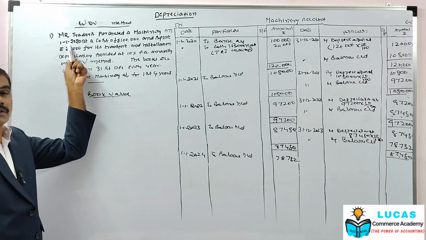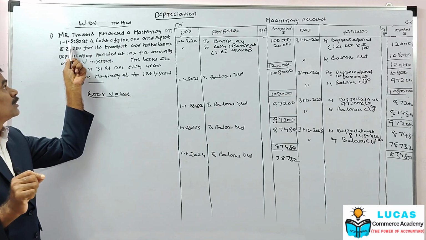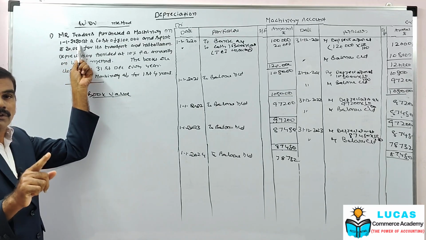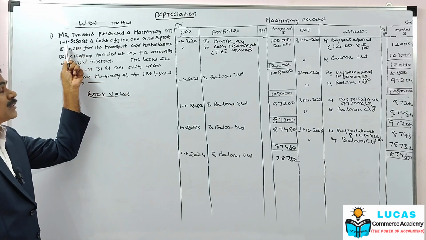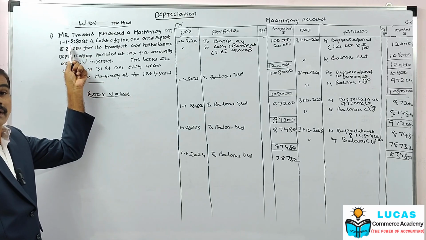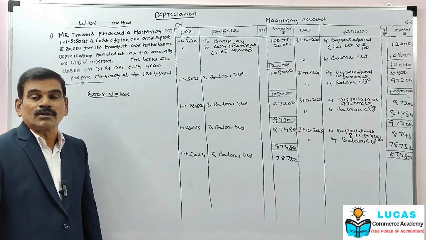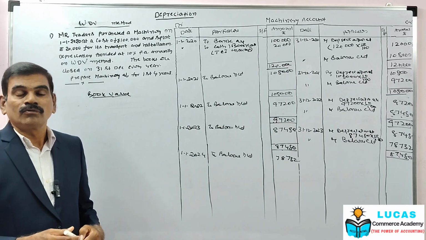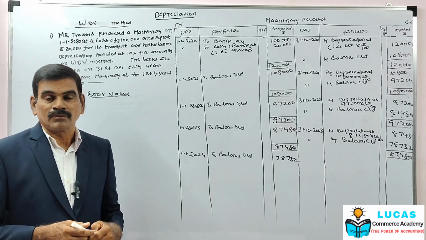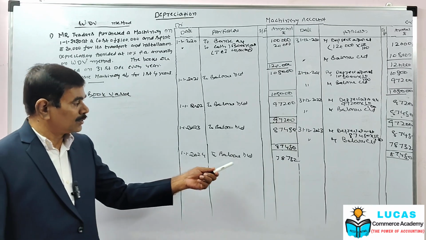Suppose the asset is purchased on 1/4/2020, that means from April 1st to December 31st, 2020, 9 months we are providing depreciation. Next, suppose the asset is purchased on 1/10/2020, then depreciation is calculated only for 3 months. Then in the second, third, fourth year, we are providing full year depreciation. So this is the problem.